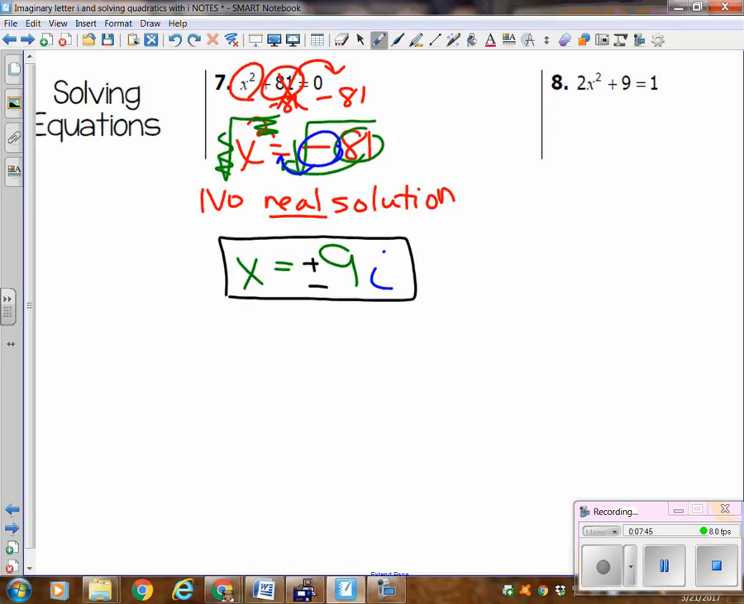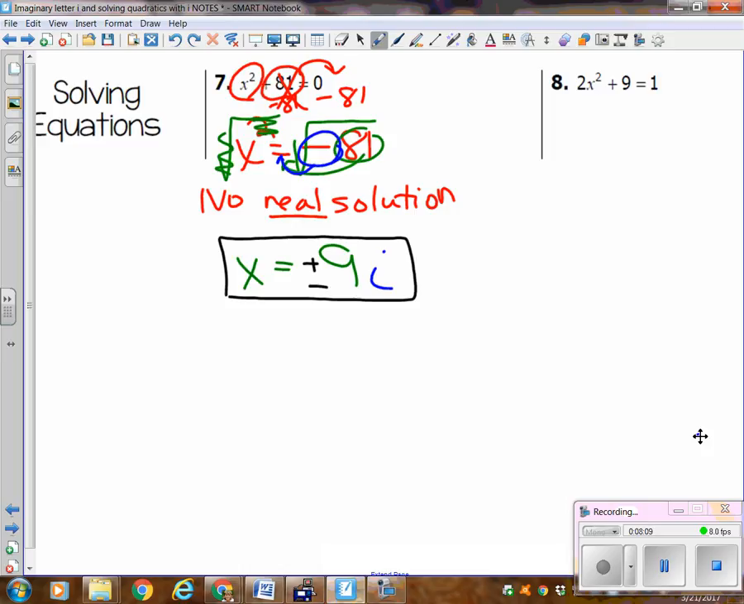Do you see how we've updated? The only part we've updated is the fact that we're popping out an i so we can actually list an answer. Guys, this is still not a real solution. This thing still does not cross the x-axis. But you are able to give an imaginary answer. Let's take a look at the next one.